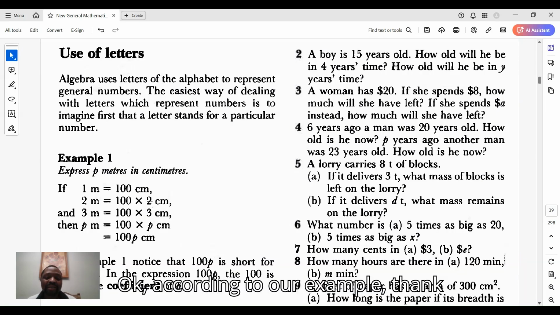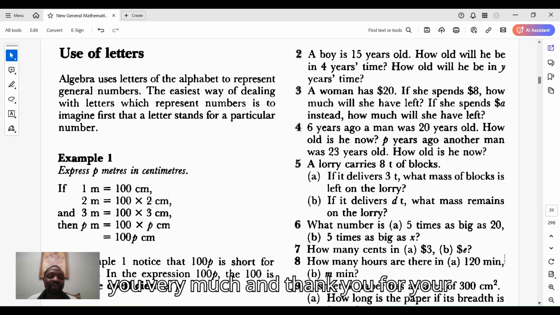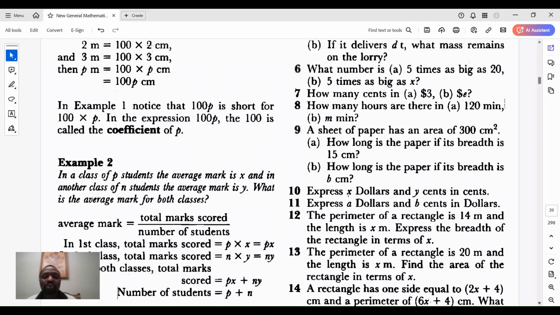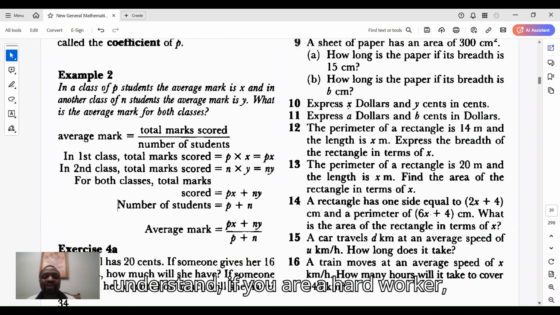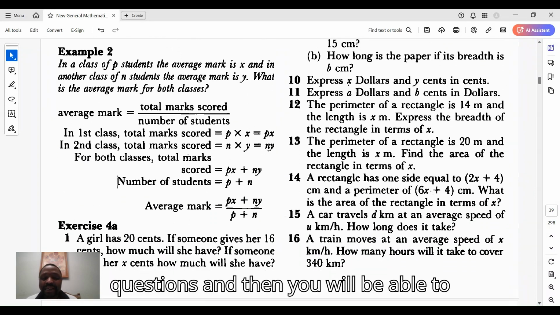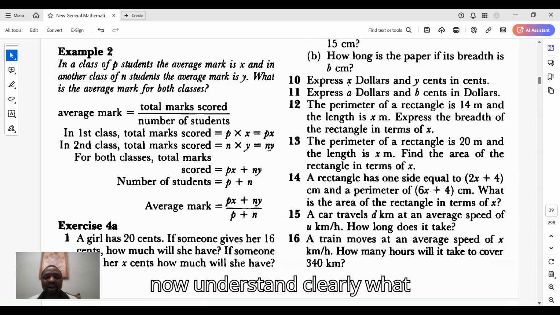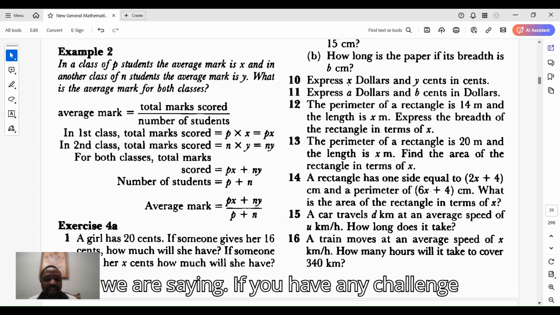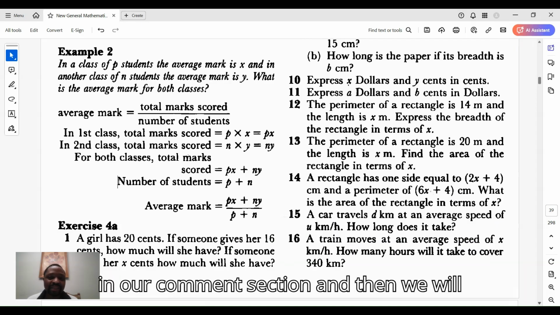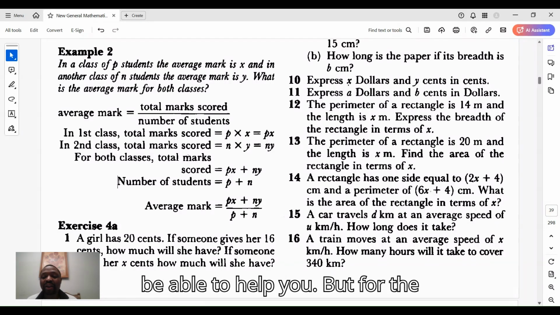According to our example, thank you very much. I think you can try to answer this exercise and understand. If you are a hard worker, you need to answer all these questions, and then you will be able to understand clearly what we are saying. If you have any challenge concerning this exercise, you can write and share with us in our comment section, and then we'll be able to help you.